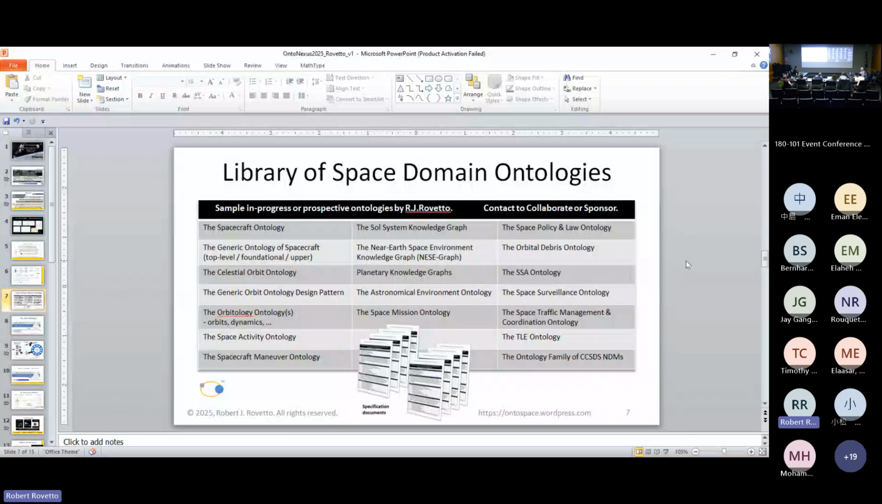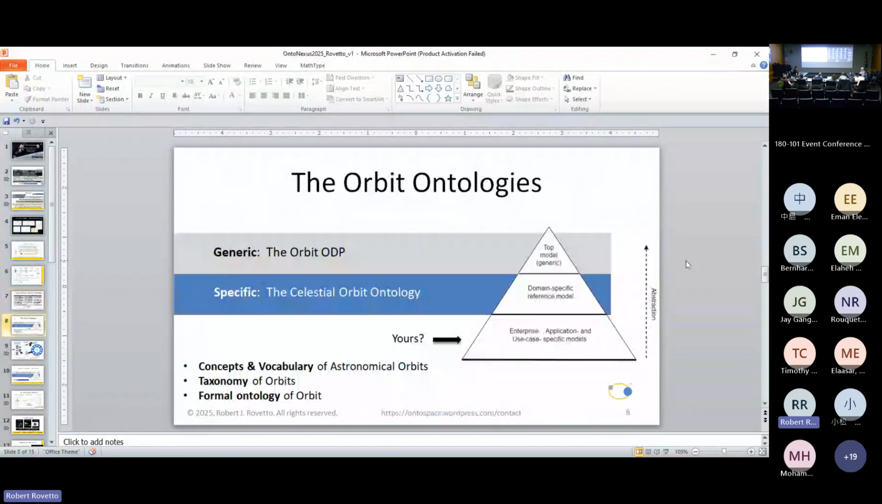As an example, the orbit ontologies consist of both generic and specific layers. The generic or top-level ontology of orbits is an ontology design pattern, and this provides the most abstract concepts of orbits that can be applicable to various senses of the corresponding term. At the specific, or more domain-specific, level is the celestial orbit ontology, also called the astronomical or gravitational orbit ontology, and this captures what are familiar orbits of planetary objects and so forth. This particular ontology project consists of concepts and vocabulary, as well as taxonomies, and a higher-layer formal ontology for these concepts.